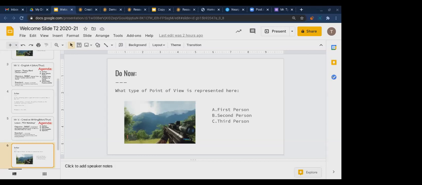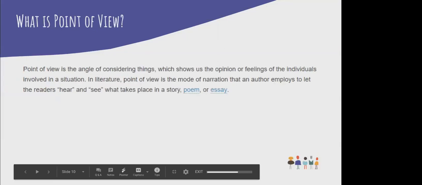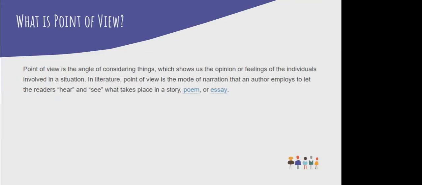All right, ladies and gents. So, like I said, we are talking about point of view, not just in video games, but in literature today as well. So what is point of view? It is the angle of considering things, which shows us the opinions or feelings of the individuals involved in a situation. So much like in the picture, it was coming from the angle of the person holding the gun to show us the thoughts and emotions and feelings of that actual person.